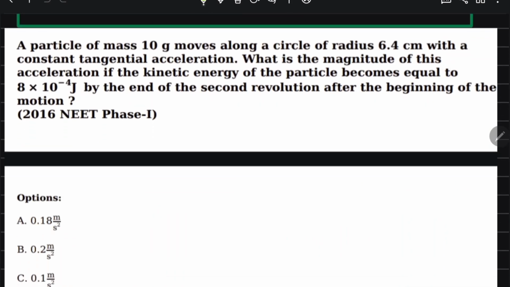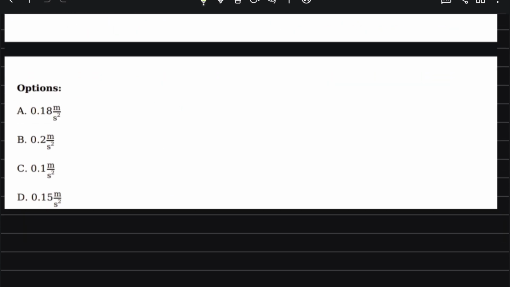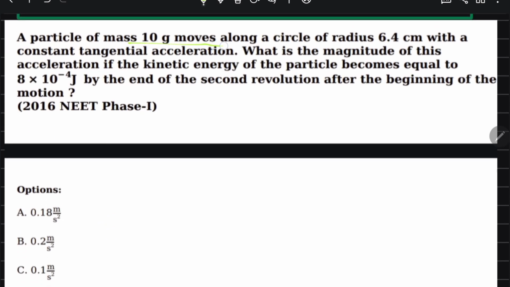Now this is our next question. A particle of mass 10 gram moves along a circle of radius 6.4 with a constant tangential acceleration. What is the magnitude of this acceleration if the kinetic energy of the particle equals 8 into 10 to the power minus 4 joule by the end of the second revolution after the beginning of the motion? In this you see that work done by all the forces is equal to change in kinetic energy.